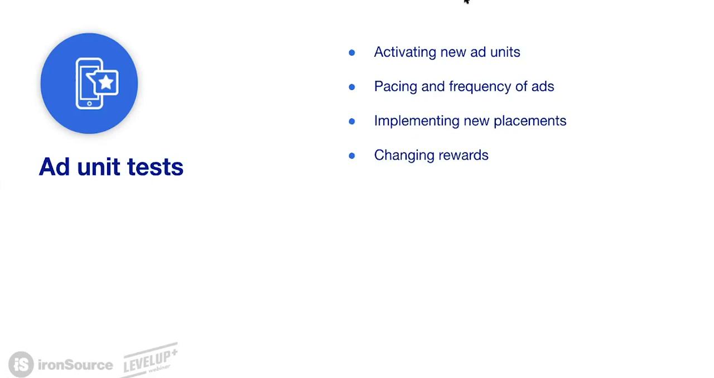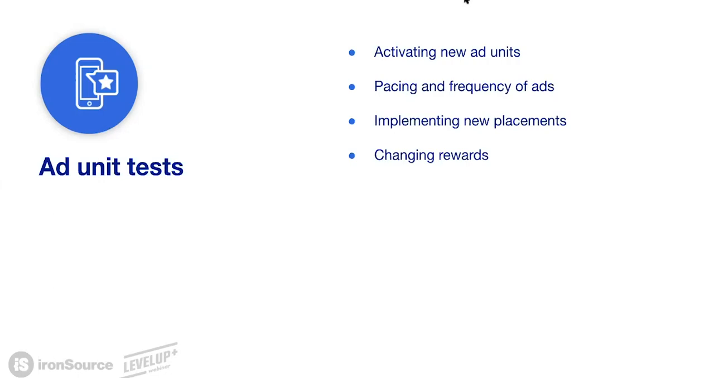The second example is pacing and frequency of ads. This is most relevant for interstitials, as you want to make sure you're showing it to users enough, but not too much. So what you can do is test showing it more often and less often to find the right balance and how that will affect the revenue and retention of your users.